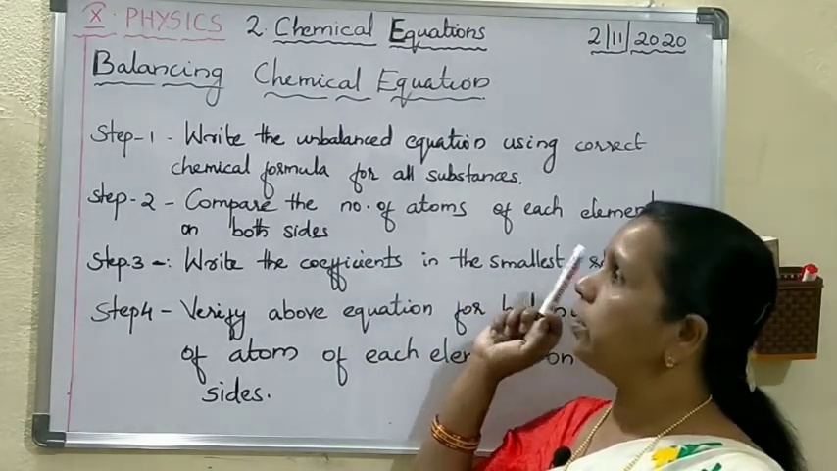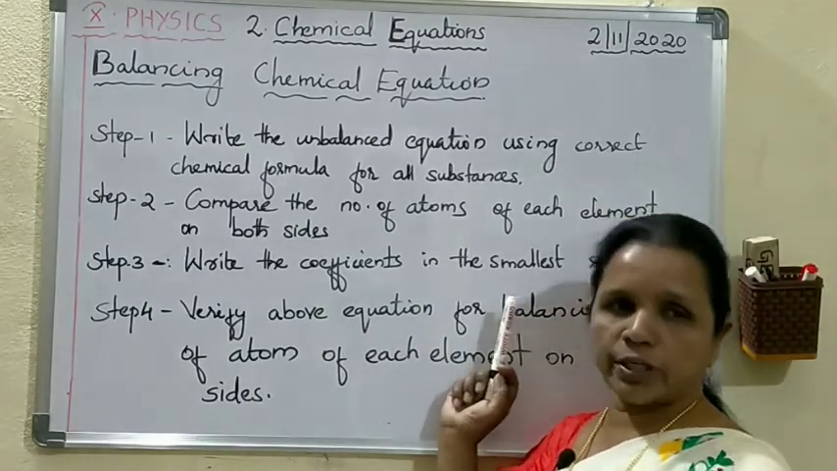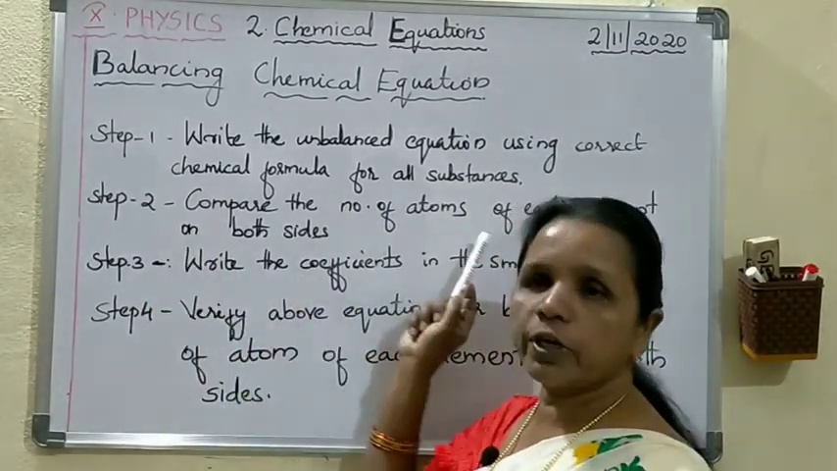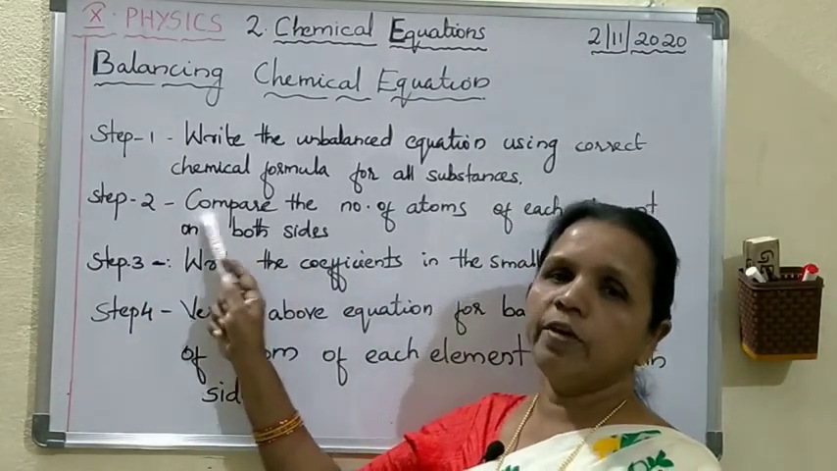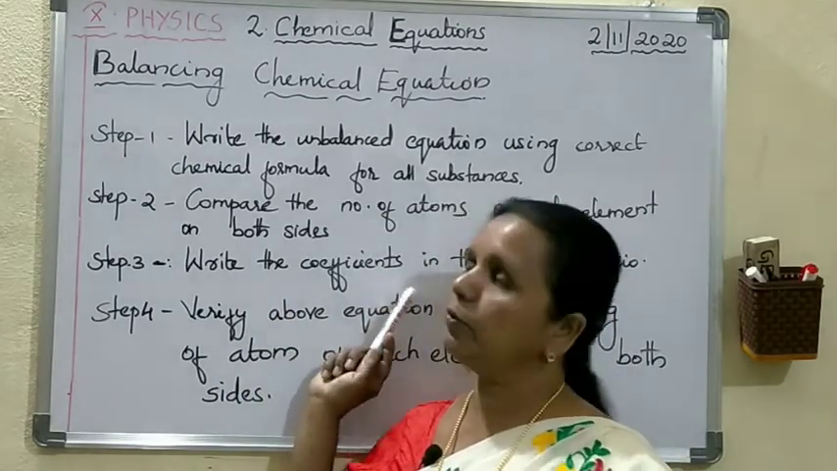So first we have to write the unbalanced equation using correct chemical formula for all the substances. Second step, compare the number of atoms of each element on both sides. Both sides means the reactant side and the product side. We have to compare the elements on both sides of the chemical reaction.